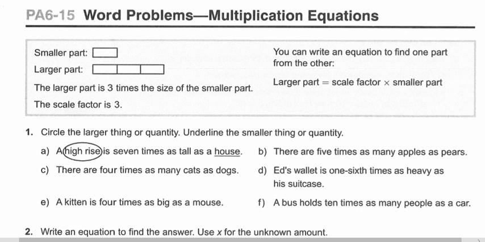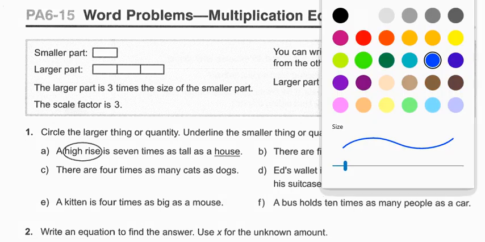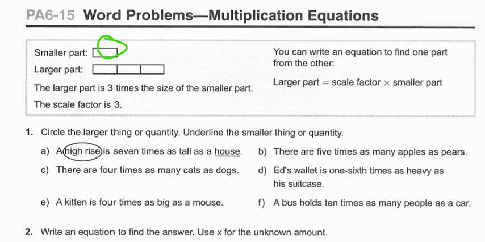So in the top they have a little example for us. It says smaller part and larger part. So I'm just going to make sure I got a pen here. In this case, the smaller part is that and the larger part is 3 times the size of the smaller part. The scale factor is 3, so it's 3 times larger. You can write an equation to find one part from the other. The larger part is going to be the scale factor times the smaller part, so 3 times whatever the smaller part is. So let's look at question 1.